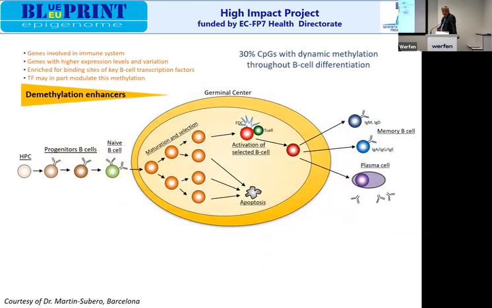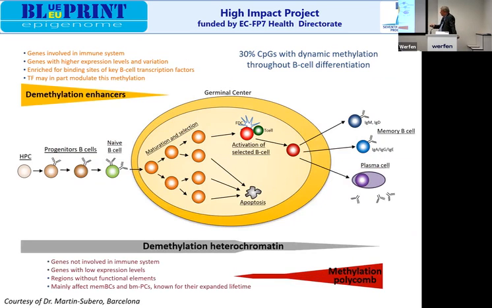So if you put this together, you have demethylation at enhancers, which are genes in the immune system, B cell transcription factors, and you have demethylation of heterochromatin, and you have methylation of polycomb targets. So it's a really structured process in normal B cell development. And particularly this here you can use for further analysis.